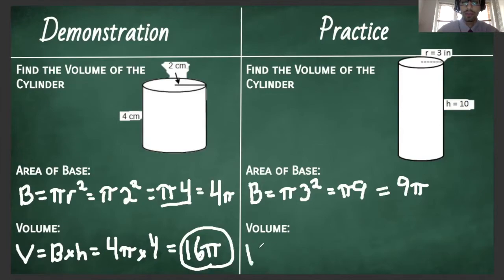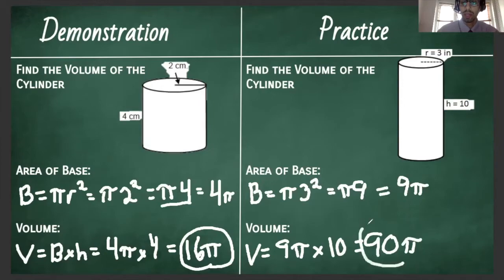To find the volume, take the area of my base, which was 9 pi, and multiply it by the height of the cylinder, which in this case is 10. So my solution would just be 9 pi times 10, which would be the same as 90 pi, okay? So my volume here would be 90 pi, okay? So those are some problems. That's how we find volumes of cylinders if we are given the radius.